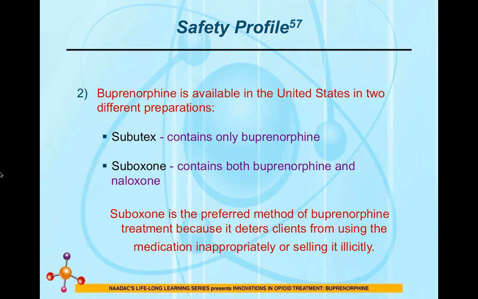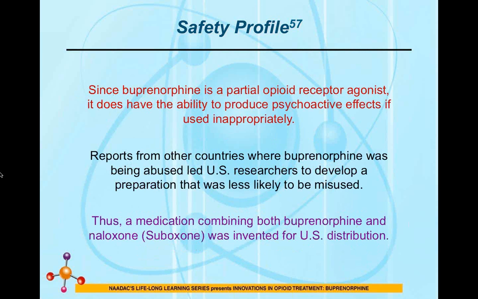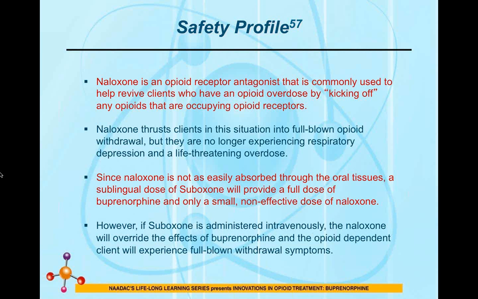So Suboxone is the preferred method of buprenorphine treatment because it deters clients from using the medication inappropriately or selling it illicitly. So let's talk about what that means and why that would be true. We know that naloxone is an opioid receptor antagonist, and so if naloxone gets triggered in the Suboxone medication, then it's going to kick off all of those opioids that are on the receptors and cause that individual to go into full-blown opioid withdrawal.